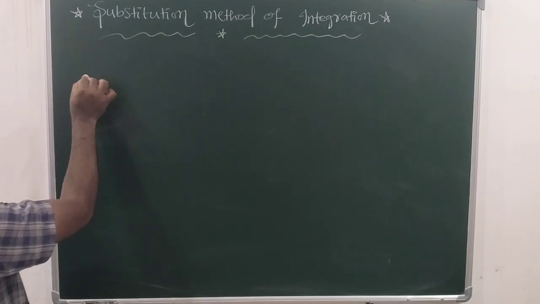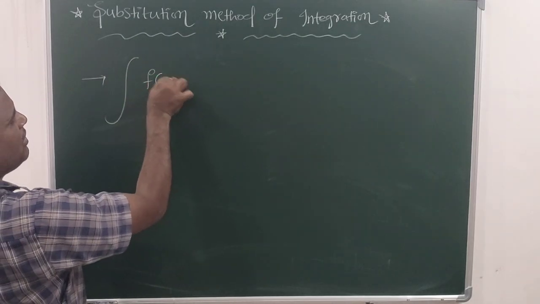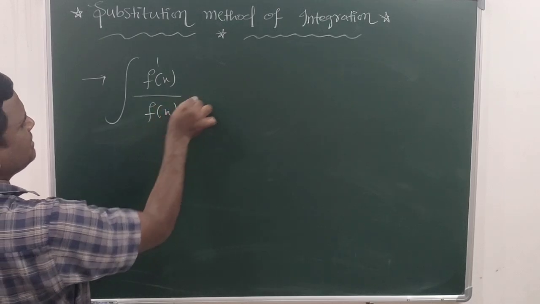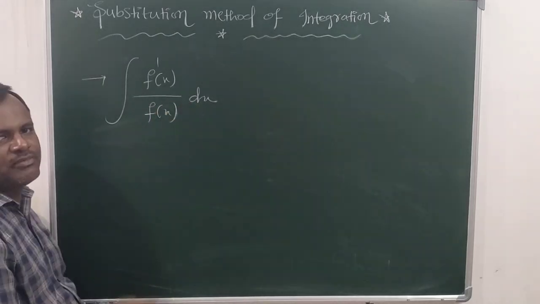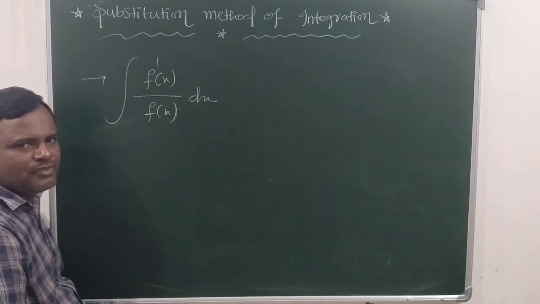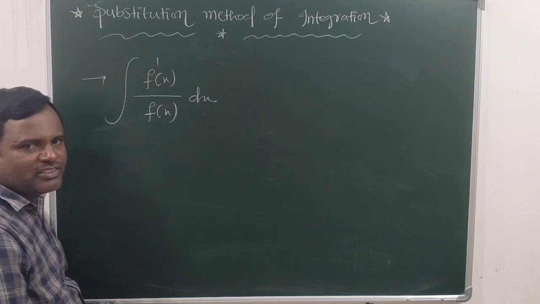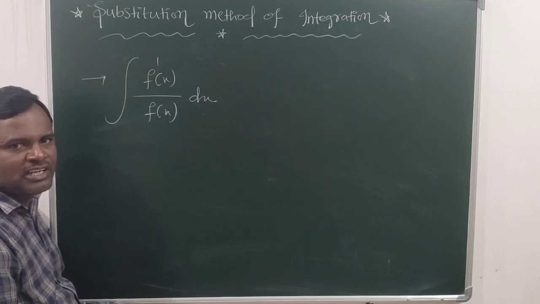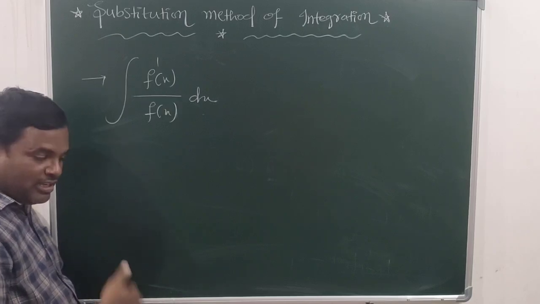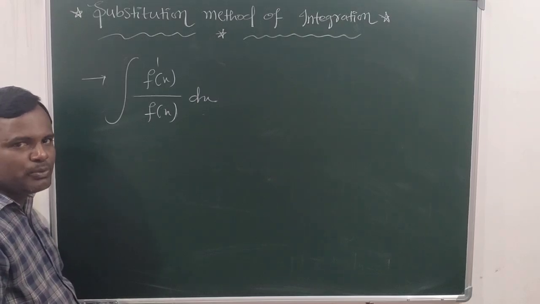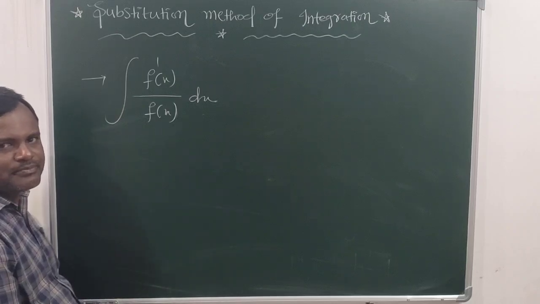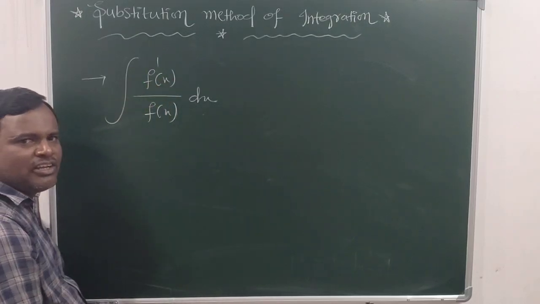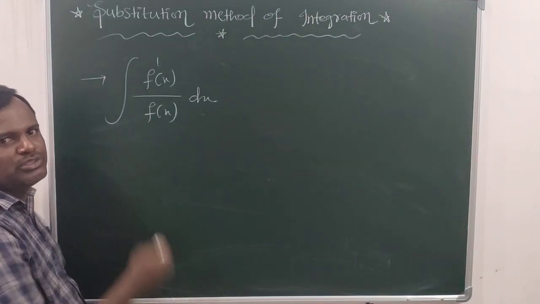Okay students, observe this function: f dash of x by f of x dx. If a function is given like this, how do you find its integral? F of x can be any function. You know, we have many more functions like inverse functions, logarithmic functions, exponential functions, trigonometric functions, inverse trigonometric functions, hyperbolic functions, inverse hyperbolic trigonometric functions, composite functions, like many more functions we have in mathematics. F of x can be any function and whose derivative is given in the numerator. In such case, how do you evaluate its integral? Tell me.